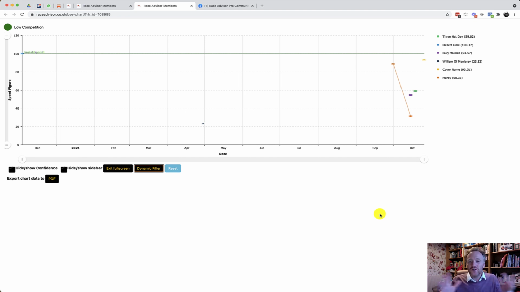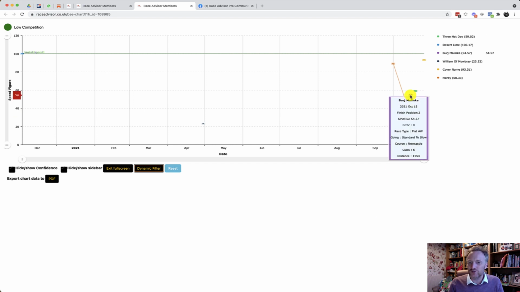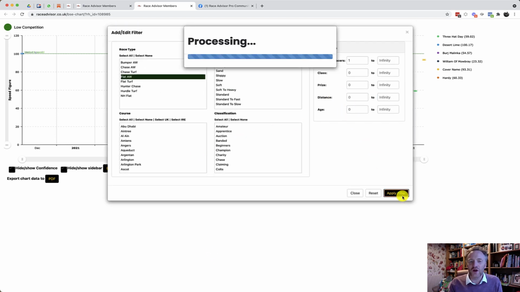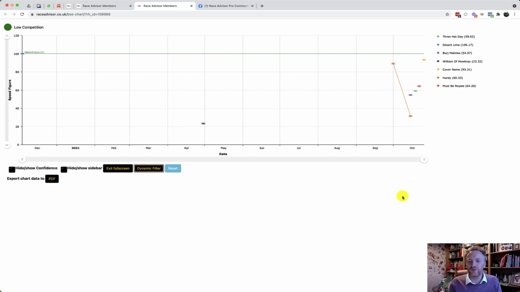And you see, as soon as we do that, the picture changes. Now Burj Malinka is right down here, comparatively speaking. Cover Name is up here and Desert Lime is up here. So again, Cover Name, Desert Lime start coming in now, looking stronger. If I take the distance filter out and keep stepping backwards to get more stuff on the graph, we don't see a huge amount more information.